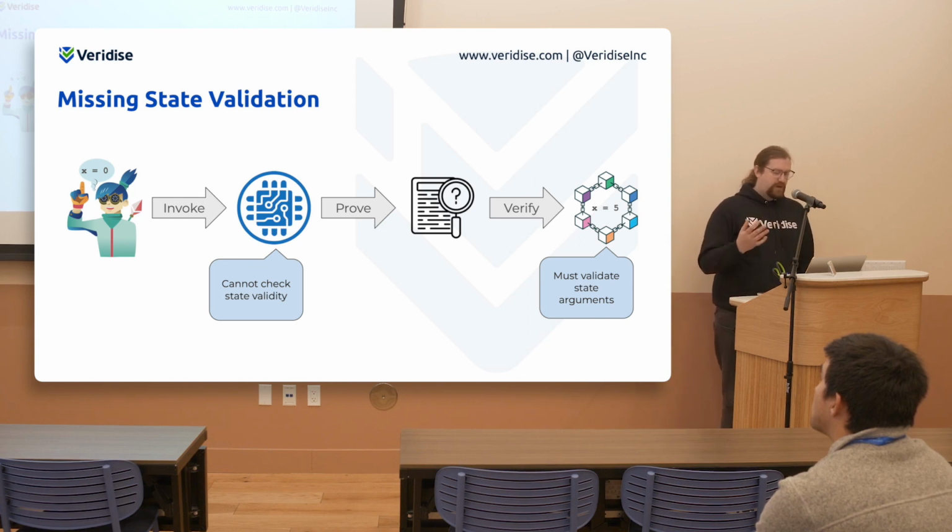And so because the zk circuit can't check for the validity of that state, you instead have to perform the check on the smart contract side. And if you don't perform that check, then essentially any operation that you perform in the zk circuit, assuming that the state is correct, might be wrong.